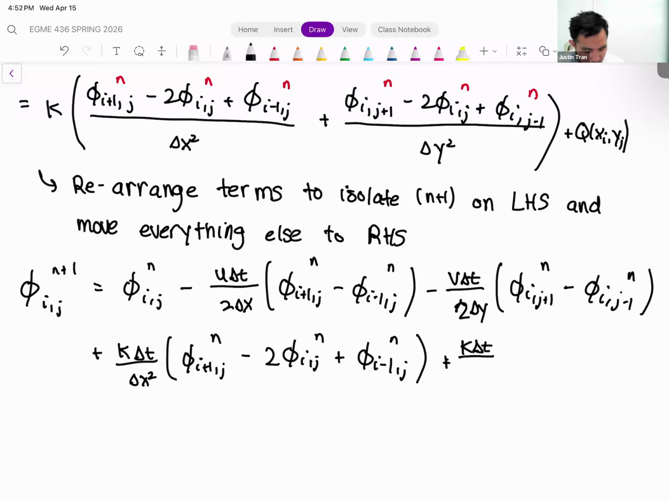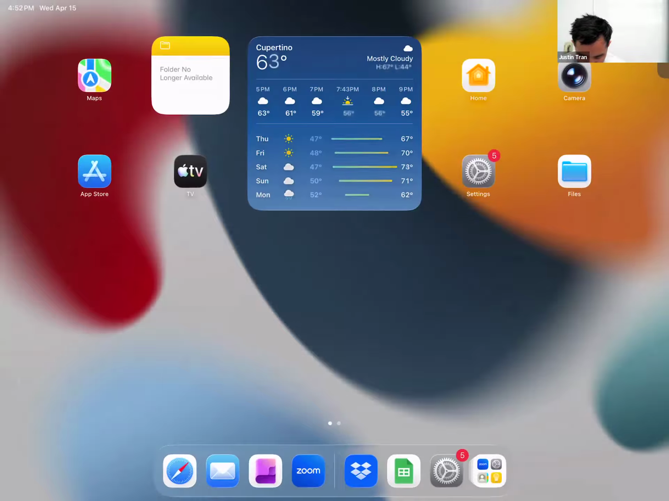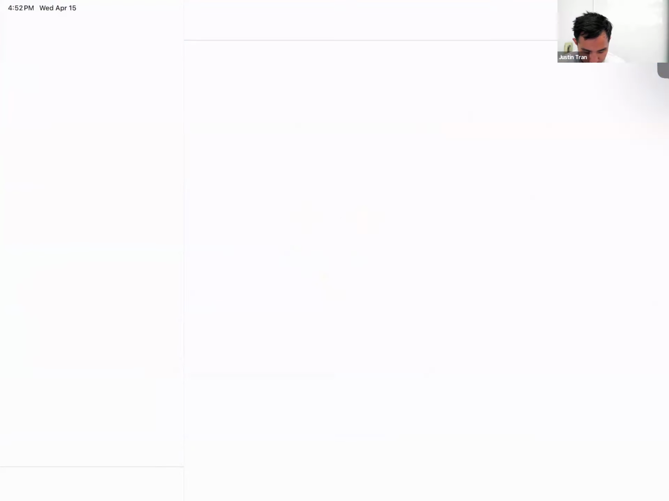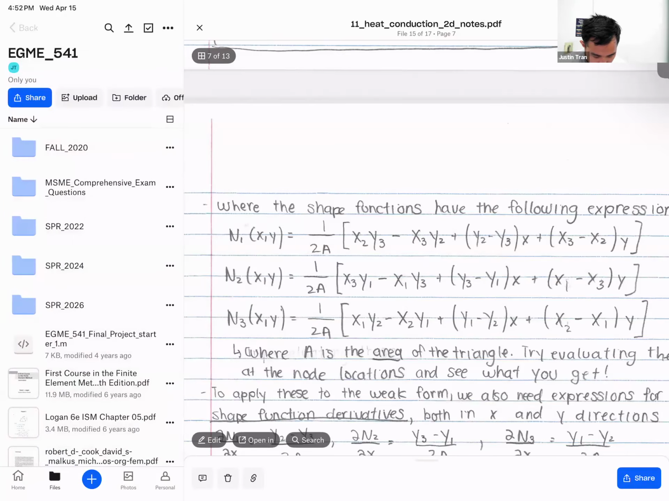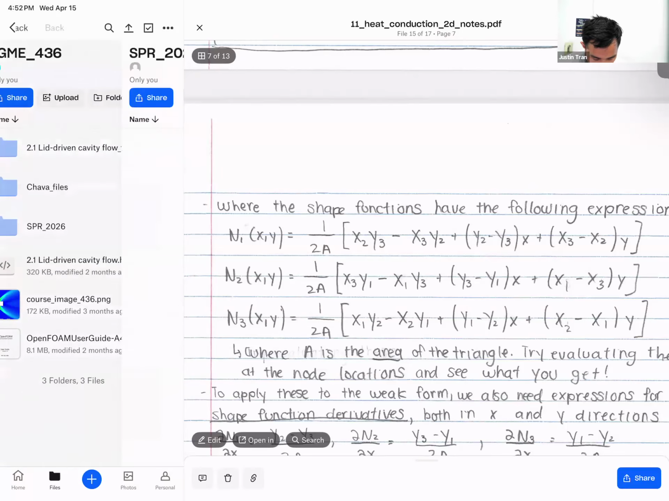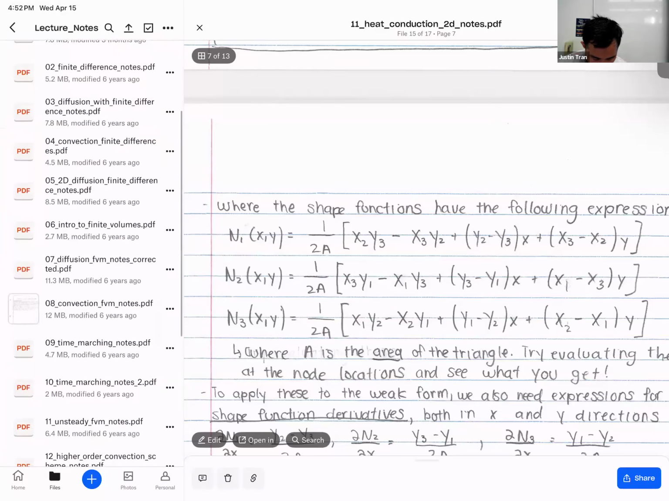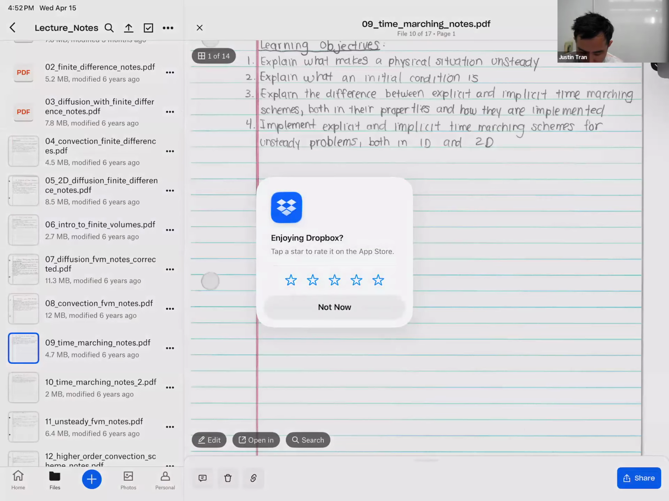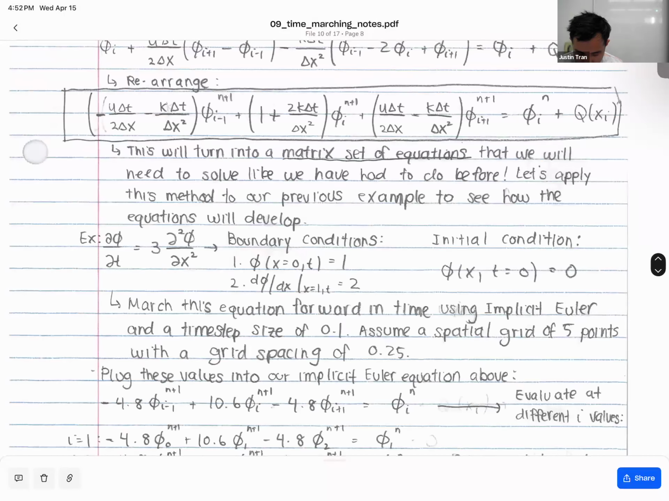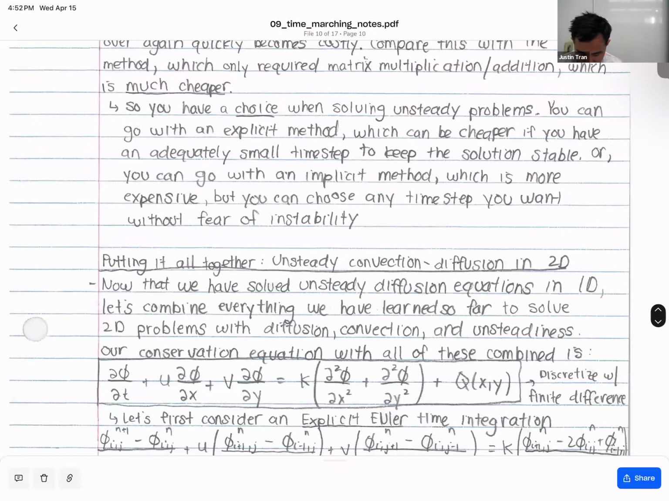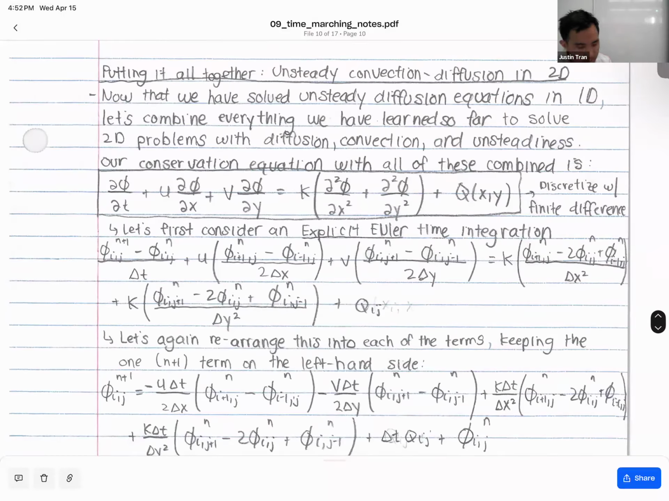Okay. There's not too much more after this. I know this is not ideal, and unfortunately it stopped right in the middle of when I was writing. But let's go and switch to Dropbox here. Okay, so let's go to the 436 spring lecture notes. We are on the time marching notes here. Okay, so we're on this set of the lecture notes right here.